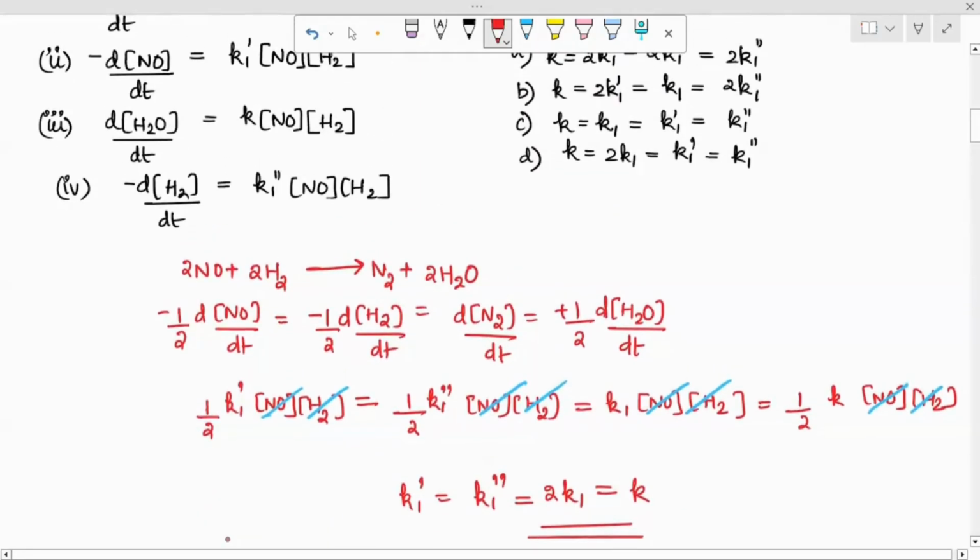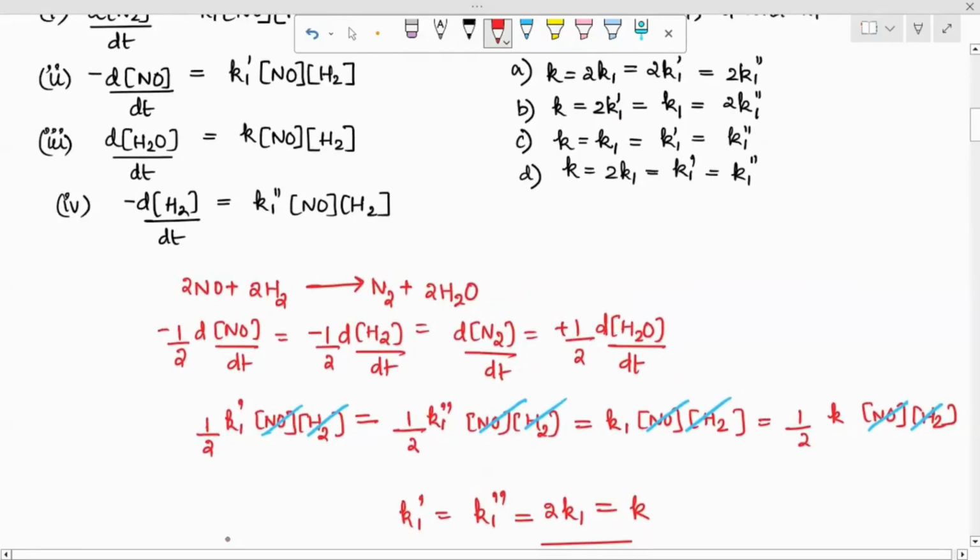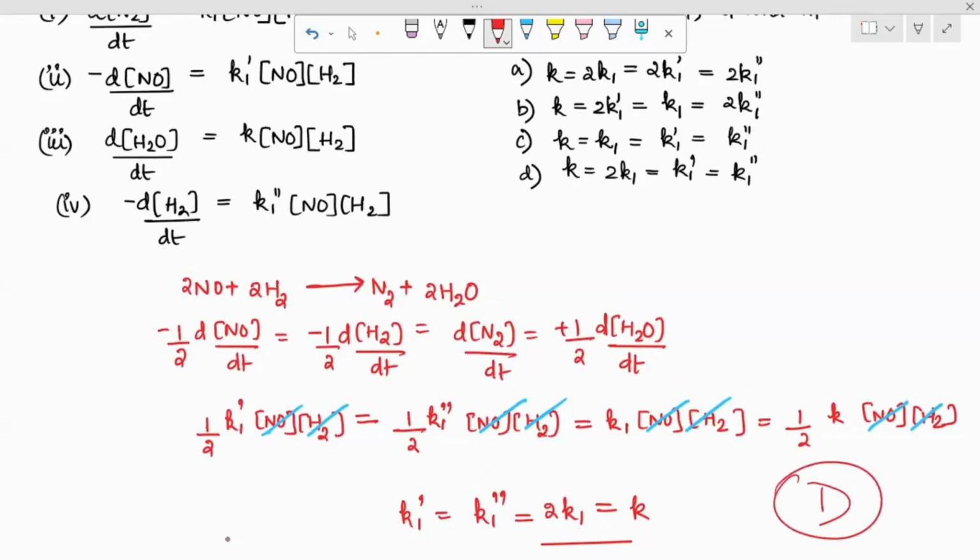So the correct option is, I have to get 2K1, this one. K is equal to 2K1 is equal to K1 prime is equal to K1 double prime. The correct answer to this question is option C. Sorry, D. Option D.